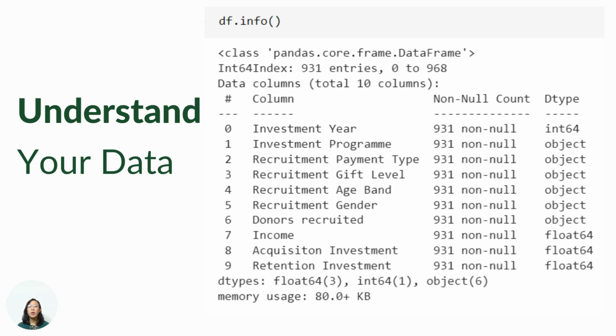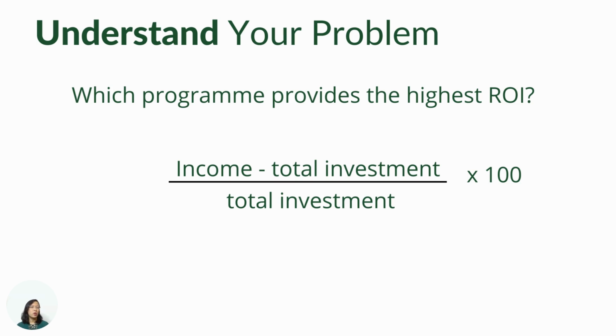So in our donor data set, we can see that there are 932 entries, 932 records, with 10 columns. It also gives you the data type for each column, each variable. Okay, now let's think about our objective. Our objective of this project was to determine which investment program gives us the highest return on investment. So now when we look at the variables that we have, we don't have the return on investment. So next, we need to calculate the return on investment.